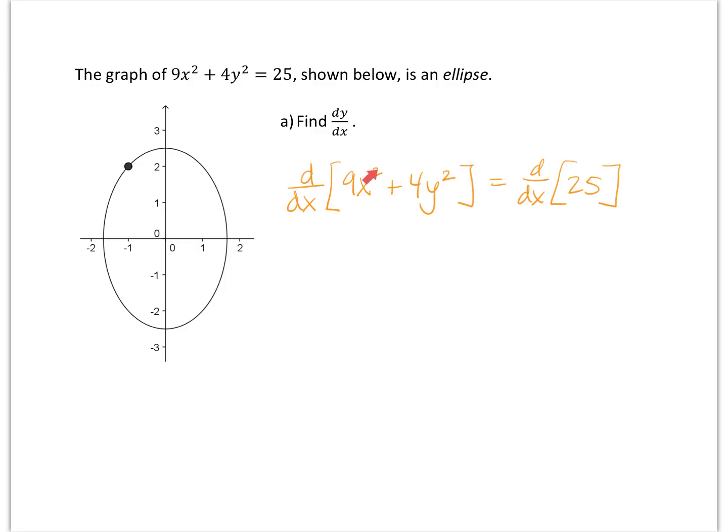d dx of 9x squared is 18x. That's 9 times some stuff squared, so 18 times the stuff times the derivative of the stuff, which is 1. And then for 4y squared, I'm going to apply the power rule and get 8 times the stuff times the derivative of the stuff. The derivative of y is y prime. It's not 1. The derivative of x is 1. And then d dx of 25 is 0. The derivative of a constant is always 0.